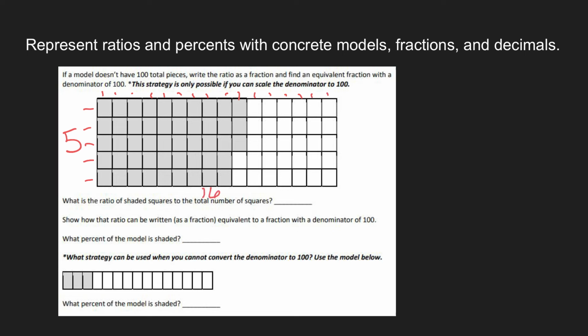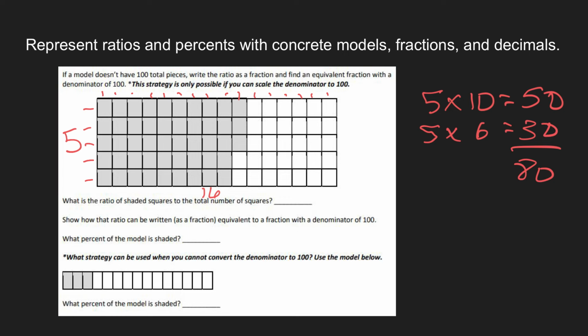All right, so to figure out how many I have, I'm going to do 5 times 16, which, you know me, I like to break it up. So 50. 5 times 6 is 30. So we have a total of 80. And then I'm going to count how many are shaded, right? The ratio of shaded squares to total.